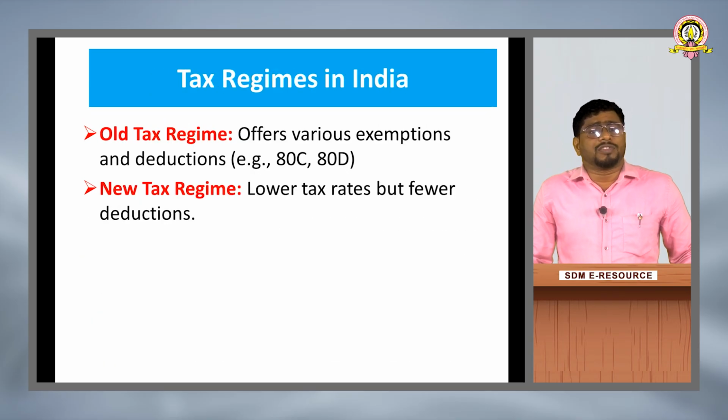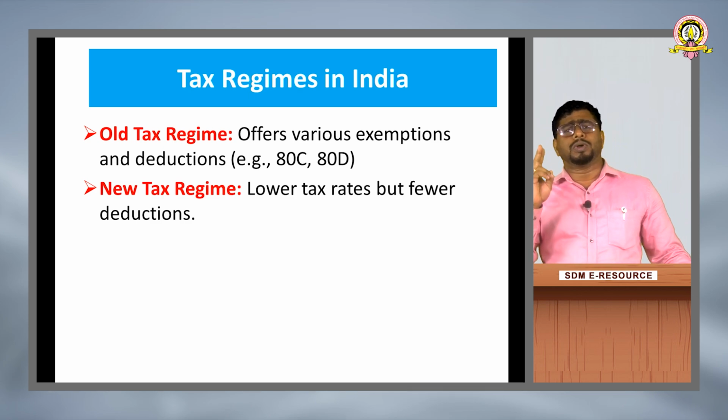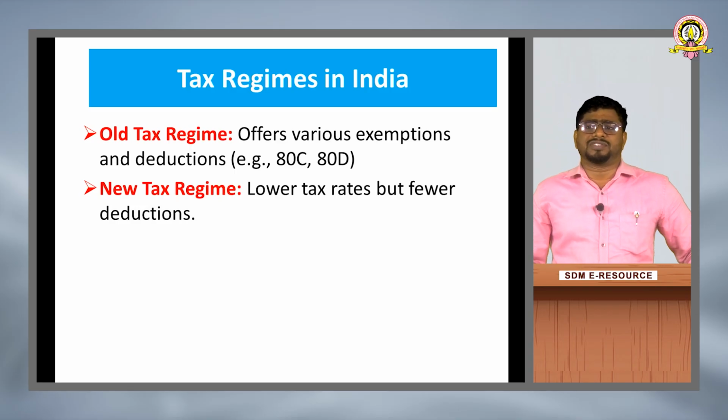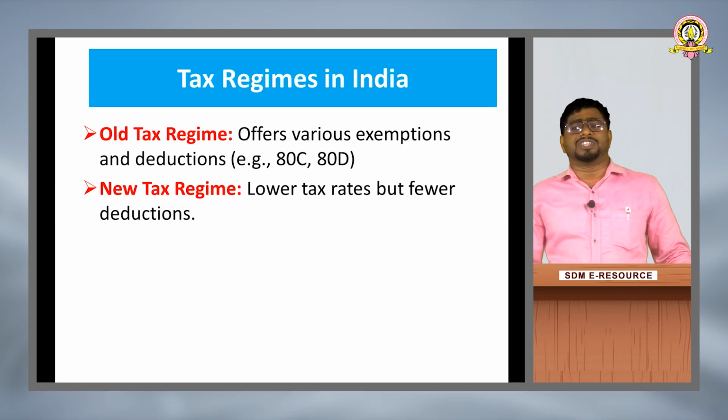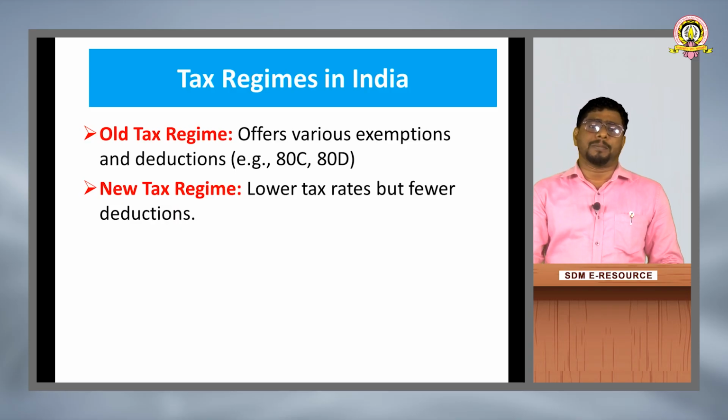Now next important concept, tax regimes in India. In India, as per the Income Tax Act 1961, there are 2 tax regimes available, that is old tax regime and new tax regime. Old tax regime offers various exemptions and deductions, but new tax regime has lower tax rates but fewer deductions. It is completely optional, an individual can choose any tax regime as per his convenience.